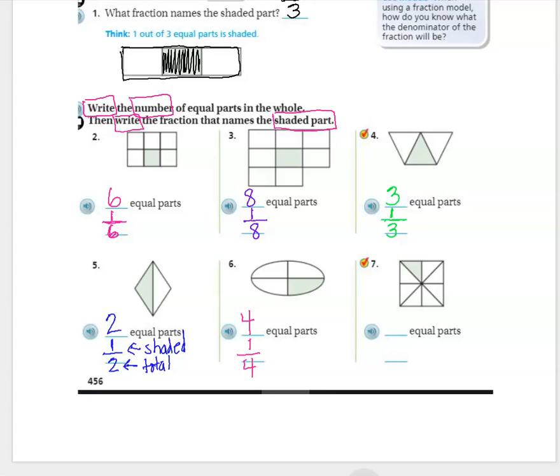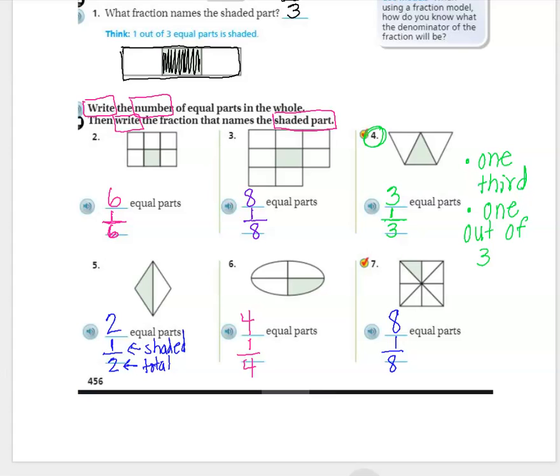Okay, let's go to number 7. We have 8 equal parts, and 1/8 is shaded. 1 out of 8 are shaded. So I can read these in 2 different ways. Let's practice number 4 together. So I can read this fraction as 1/3. That's one way. Or I could say 1 out of 3, because 1 out of 3 of them is shaded.